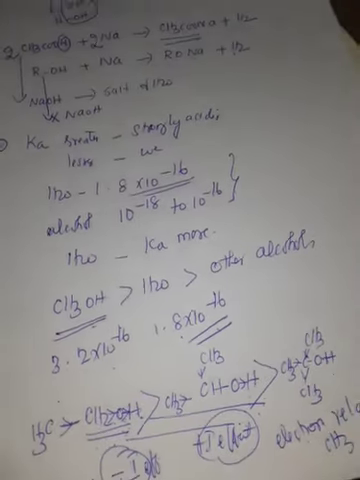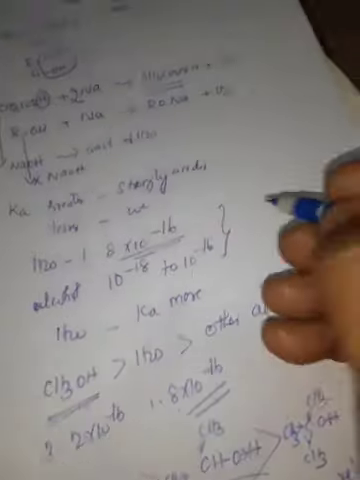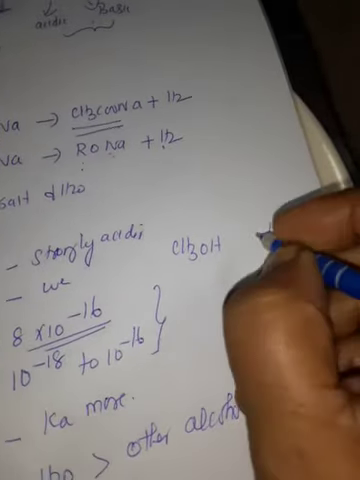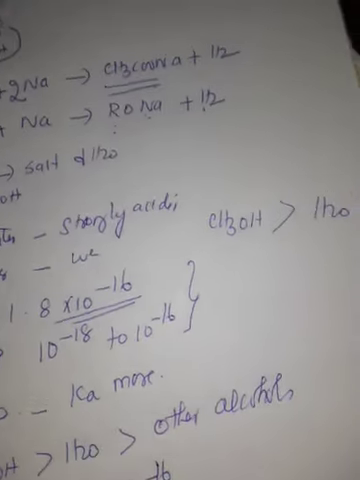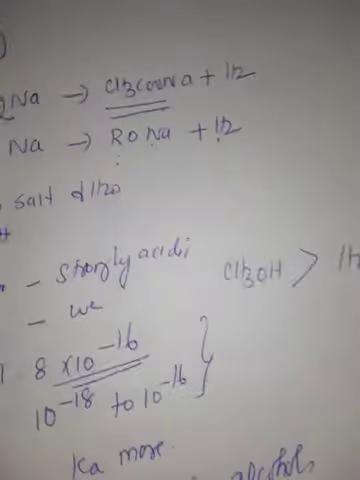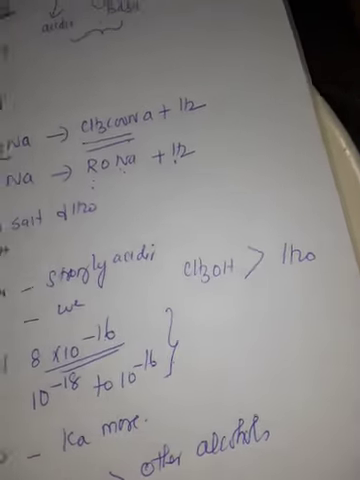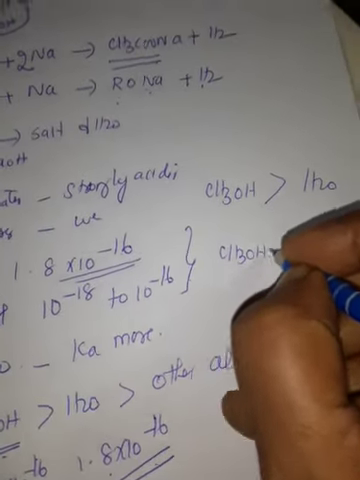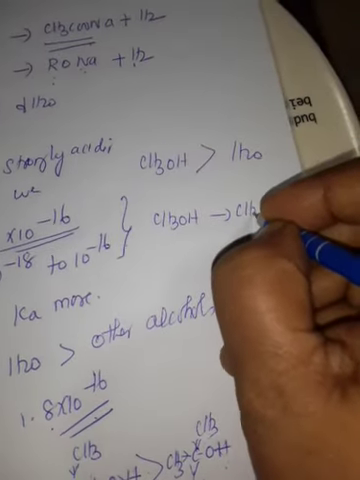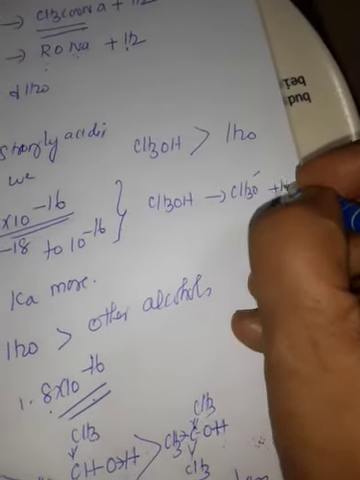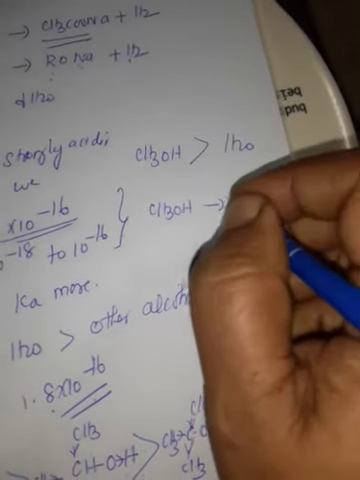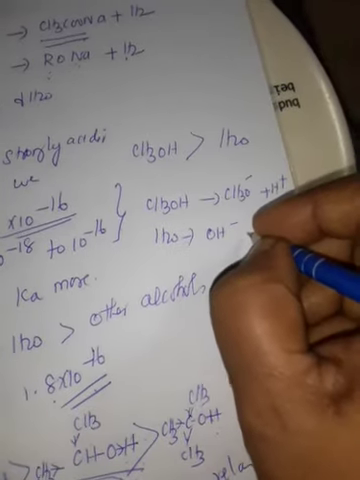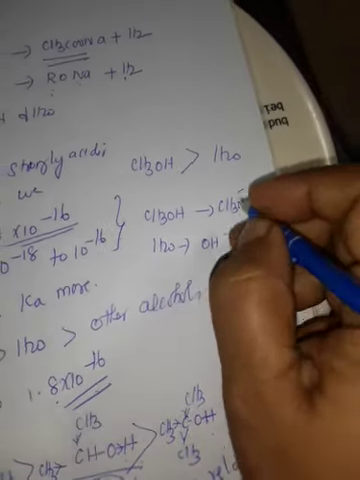When comparing methanol and water, CH3OH will be more acidic than water, because I can show one piece of evidence. For example, CH3OH on dissociation gives CH3O minus, methoxide, plus H plus ions, releasing protons. But water, H2O, also gives OH minus ions, hydroxide ions, plus H plus. Both can donate.